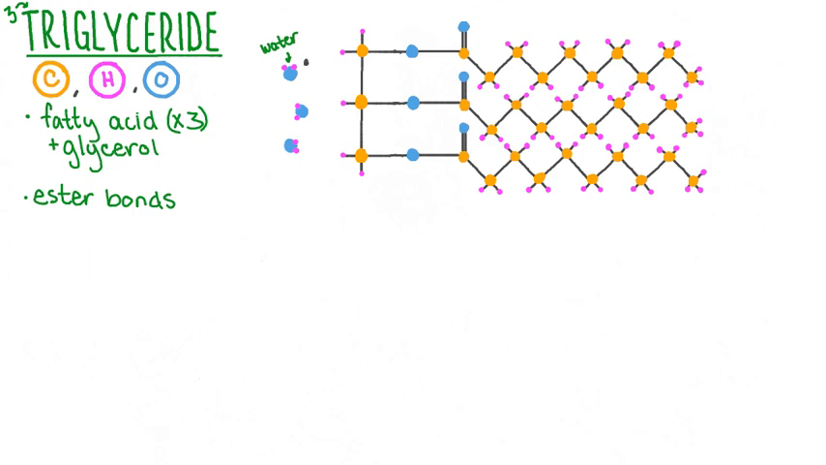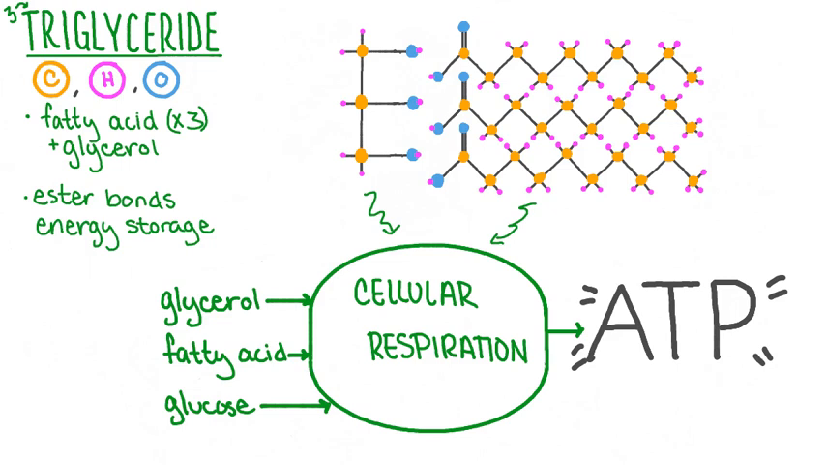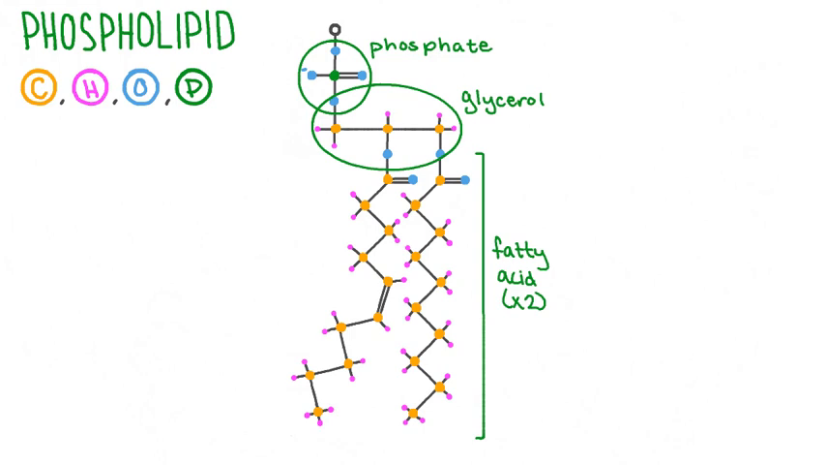Once the triglyceride has been separated into its components, the glycerol and fatty acids can be used as substrates for cellular respiration, just like glucose. The energy stored in the many high-energy carbon-hydrogen bonds is transferred and used to make ATP. This is what makes triglycerides extremely efficient molecules for energy storage.